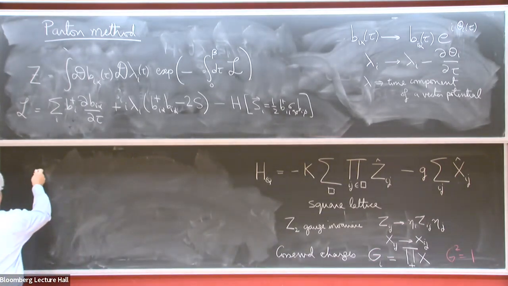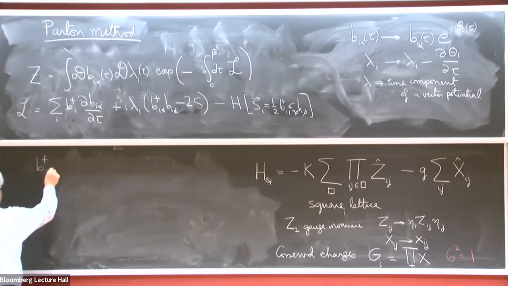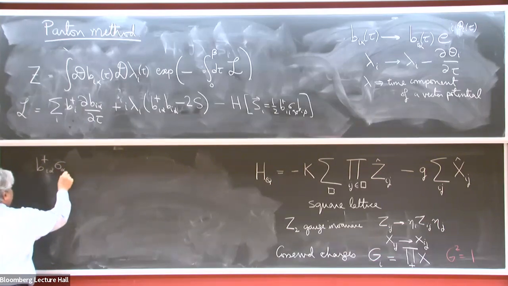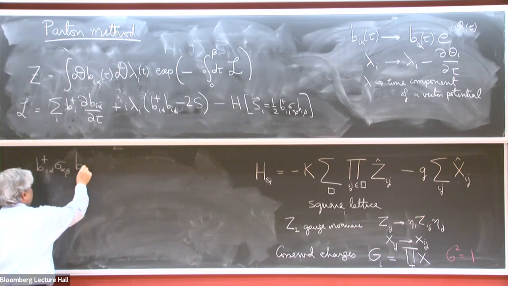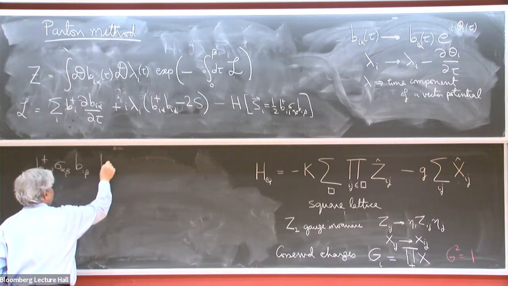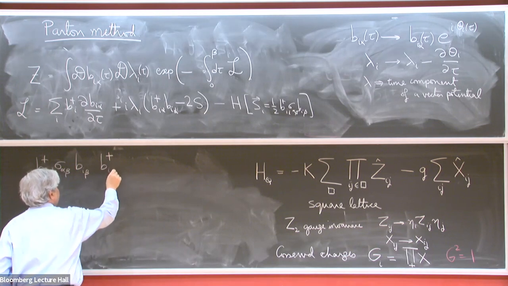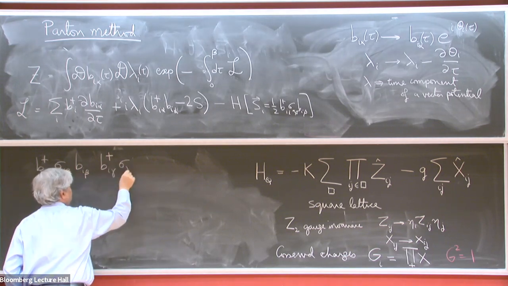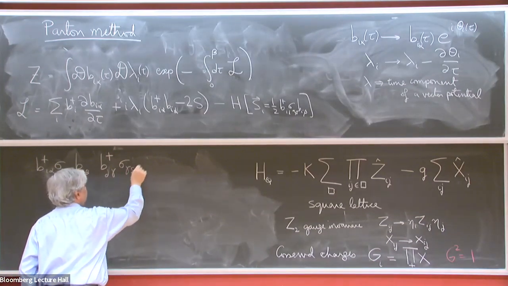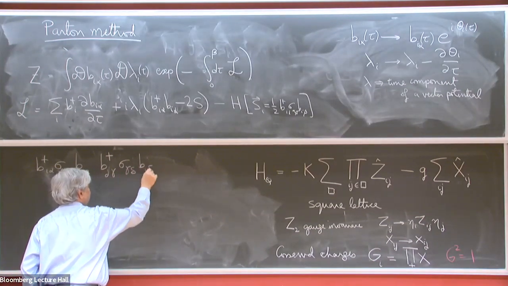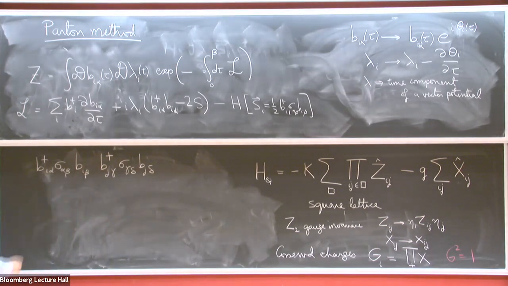Okay, so you have a term like this, and you pick a bond, which is b dagger i alpha, sigma alpha beta, b i beta, and then you have another site, b dagger j gamma, sigma gamma delta, b j delta. Okay, this is some bond ij. And you have a quartic term.